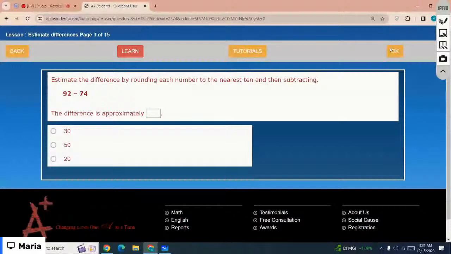Estimate the difference by rounding each number to the nearest 10 and then subtract: 92 minus 74, which is the correct option? 92 minus 74 equals. 92 is rounded off to 90 and 74 is rounded off to 70, right? So 90 minus 70 is 20. The correct option is 20.